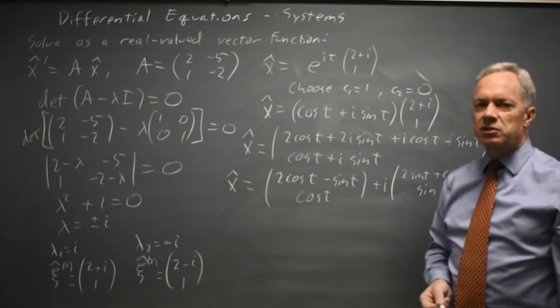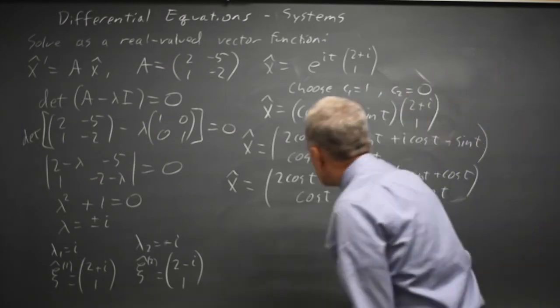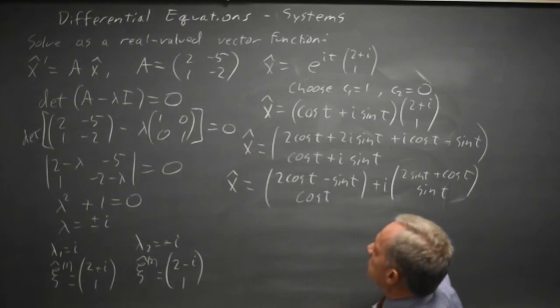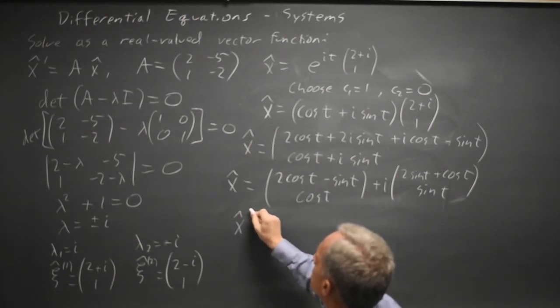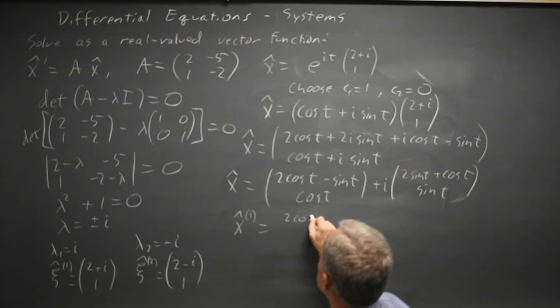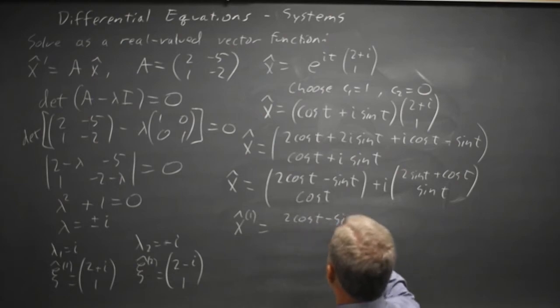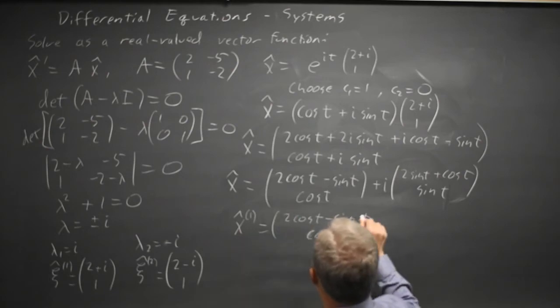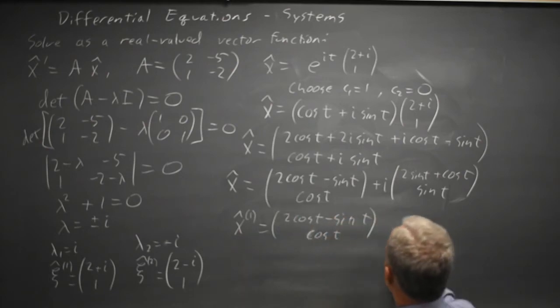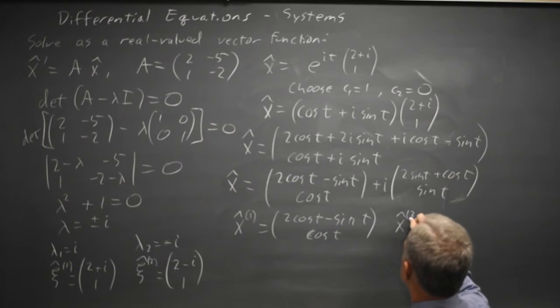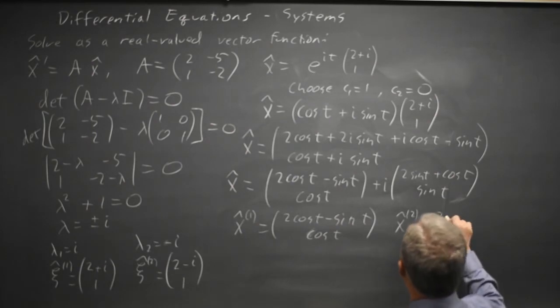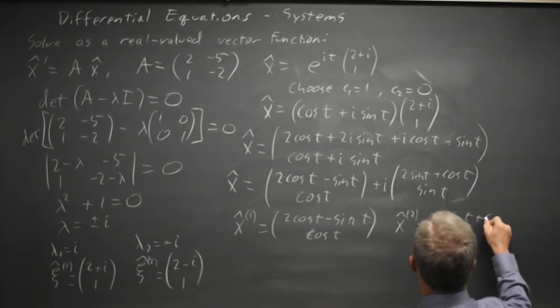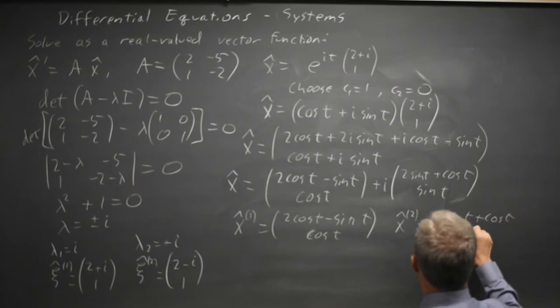If these are both solutions, theory tells us that the real part is a solution. So one solution is x1 = (2 cosine t minus sine t, cosine t). And the imaginary part is also a solution. I'm going to call that x2: (2 sine t plus cosine t, sine t).